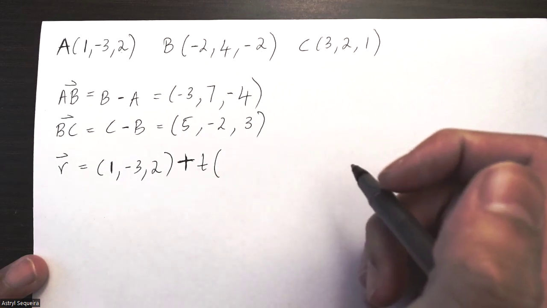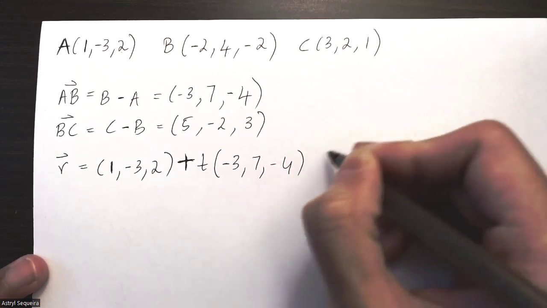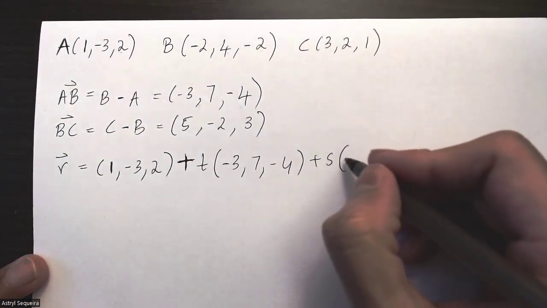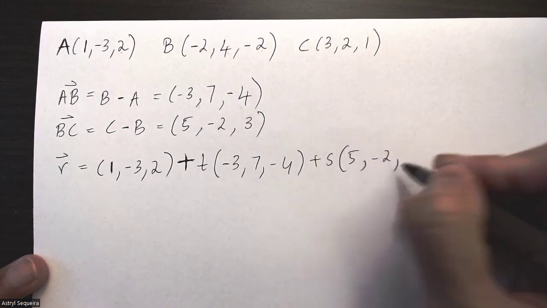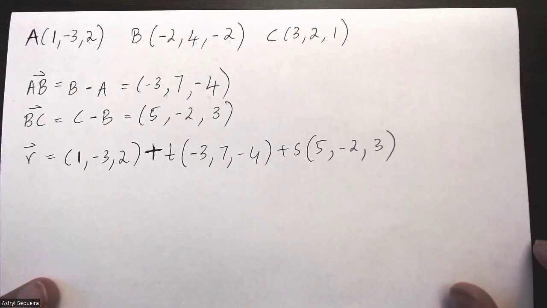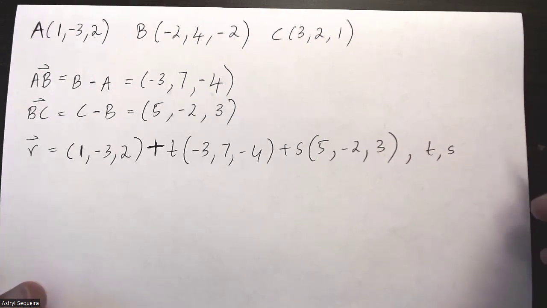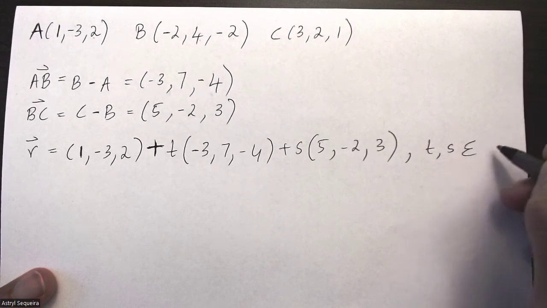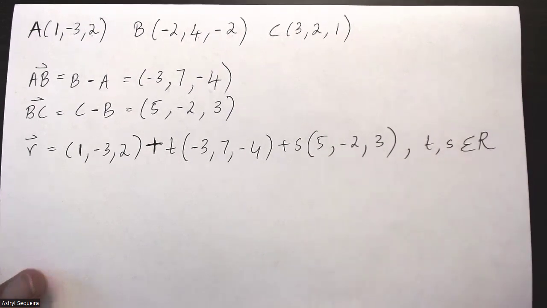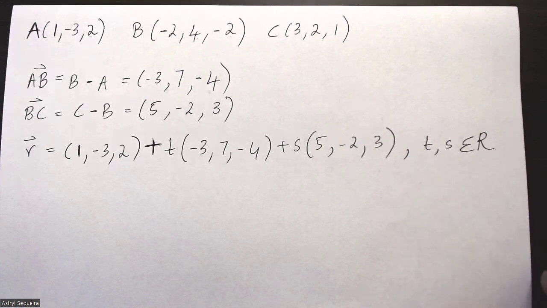So I'm going to use T over here for the first direction vector and S for the second direction vector. And you also want to state that both T and S, I don't know if your teacher makes you do this. Some classes do, some don't, but T and S are both an element of all real numbers. Generally speaking, this is implied though for all vector questions, so some classes may not require it.